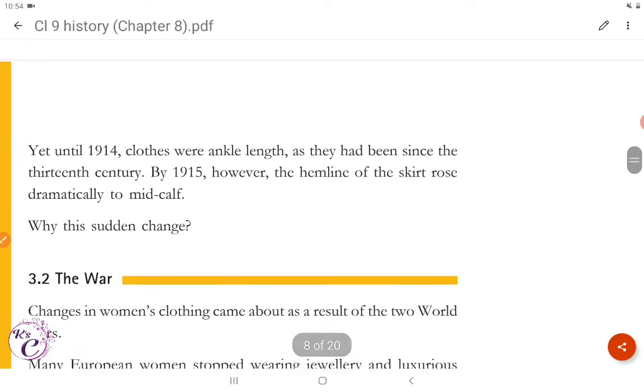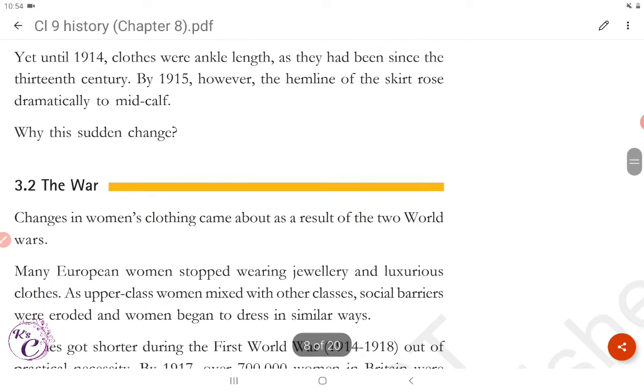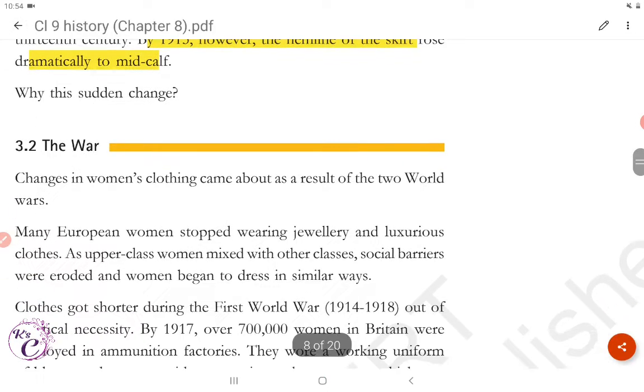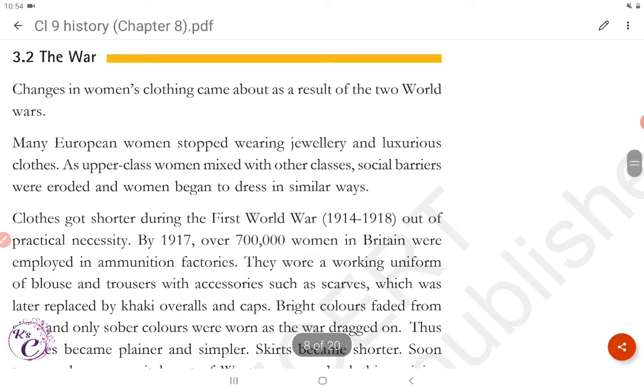Yet until 1914, clothes were ankle length, as they had been since the 13th century. By 1915, however, the hemline of the skirt rose dramatically to mid-calf. Why this sudden change? 3.2 The War.